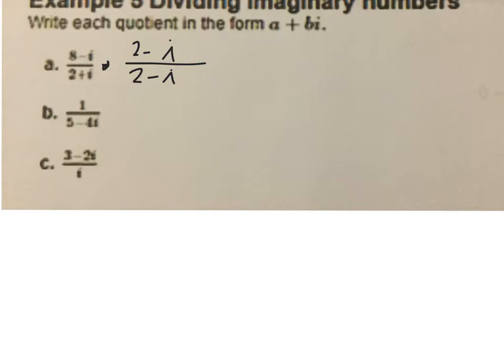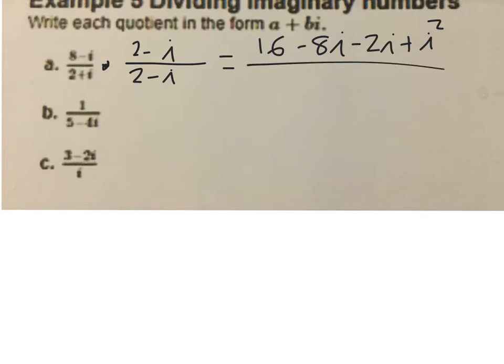So, let's multiply. Let's look at the numerator. 8 times 2 is 16. 8 times negative i is negative 8i. Negative i times 2 is negative 2i. And then negative i times negative i is positive i squared. That's over, now 2 plus i times 2 minus i, that's going to give 4 minus i squared, because the outside terms and the inside terms are going to cancel each other out.